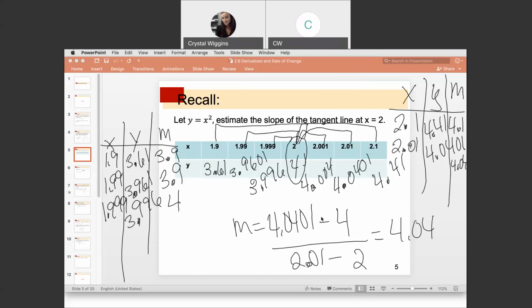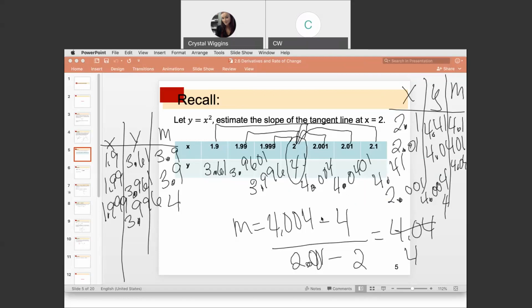That's 4.04. Last one is 2.001 with a y value of 4.004. We plug that into our formula: 4.004 minus 4, divided by 2.001 minus 2. So 4.004 minus 4 divided by 0.001, and we get a slope of 4.